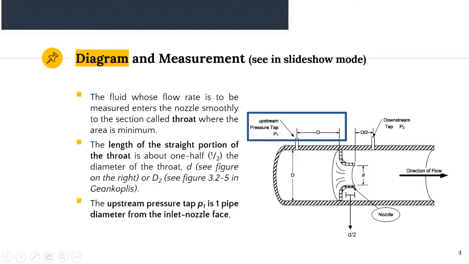So this is the nozzle face, right? Now, the distance between the nozzle face and the upstream pressure tap is equal to the diameter of the pipe, so it's D. While for the downstream pressure tap, P2 here, the distance between the outlet nozzle face and the downstream tap, P2, is only 1/2 of the pipe diameter. So this is D, while this is D per 2.